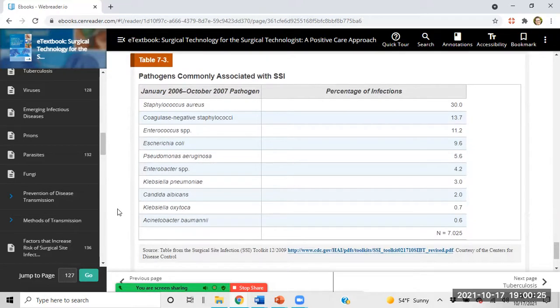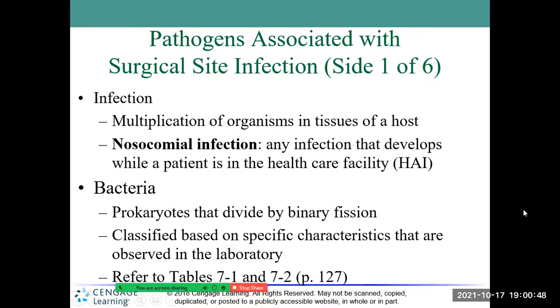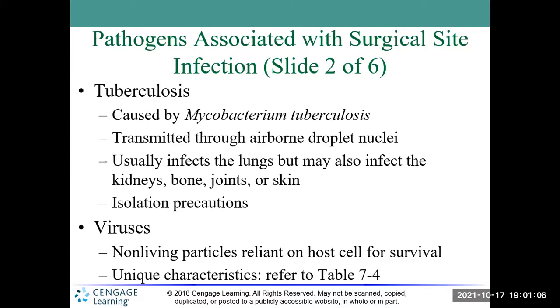So Staph aureus, of course, is the number one. It's already on our skin. So we're looking at 30% of SSIs are caused by Staph aureus. Coagulase negative staphylococci, this is 13.7. Enterococcus species is 11.2, and then E. coli 9.6, and then it keeps going down. So you can see that there's a lot of different types of bacteria, and also a lot of bacteria that you're going to be dealing with in the OR that you may not be aware of. So again, you can see more reason that it's important that you are always wearing your PPE to protect not only yourself, but your patient.